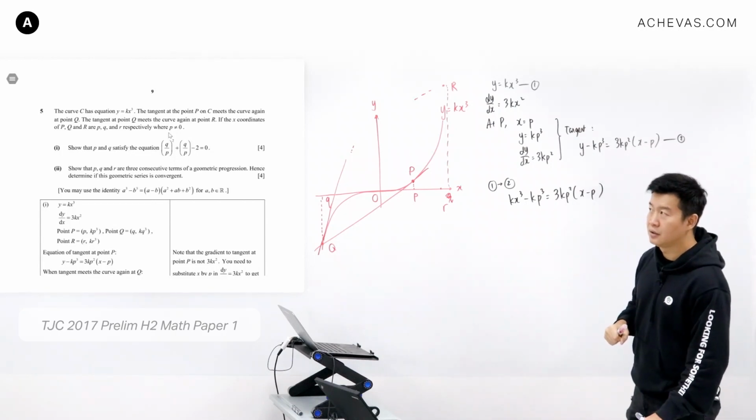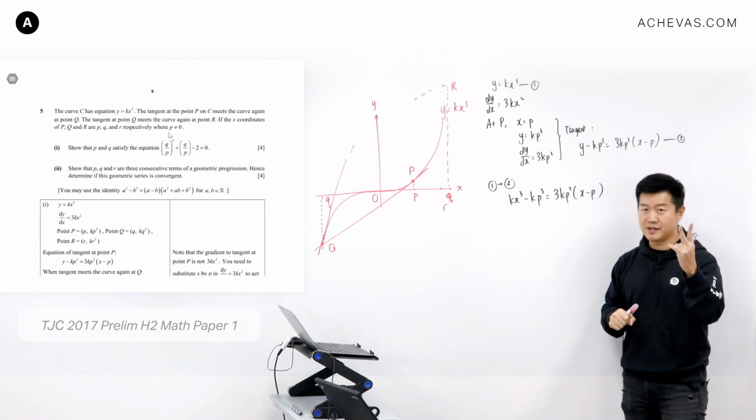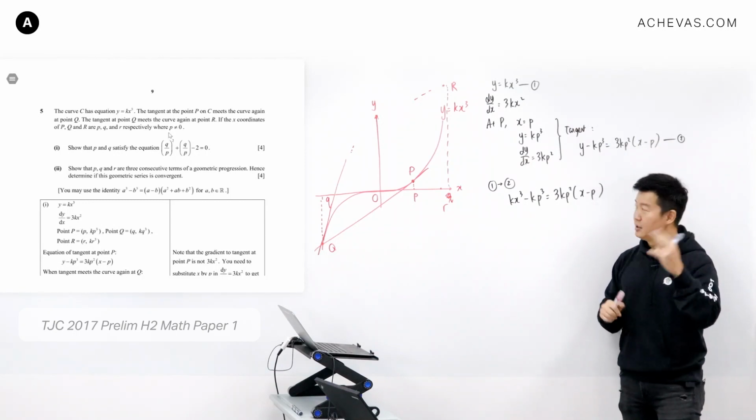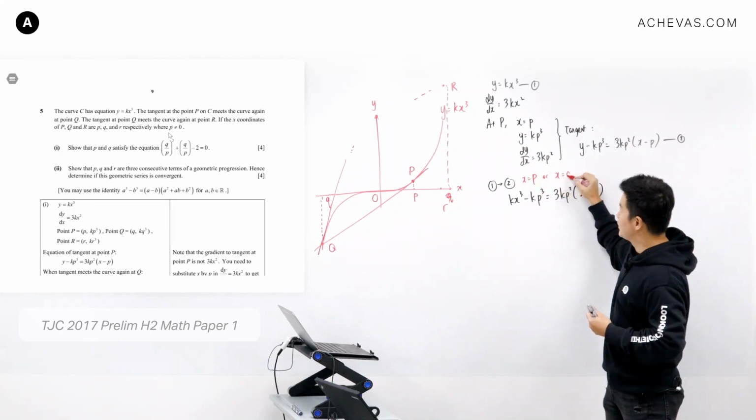The x coordinates of the intersection point. Okay, not just that. There are two roots, right? Can you see, Timothy? There are two roots. Yeah. I mean, the two roots will be x is equal to p, or the other one will be x is equal to q.